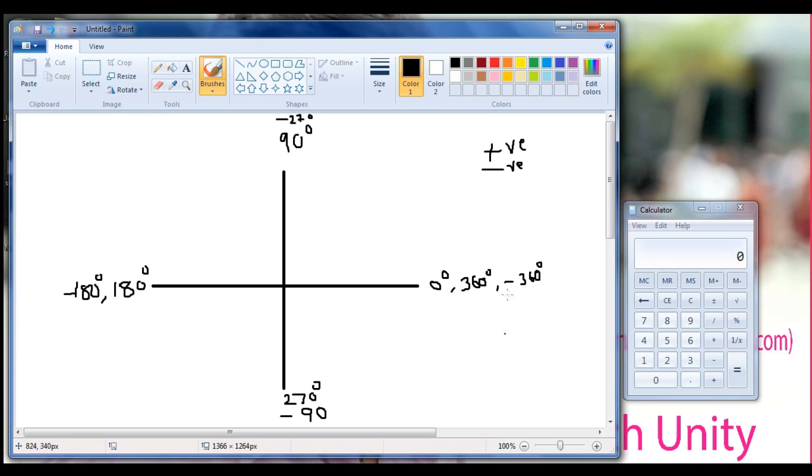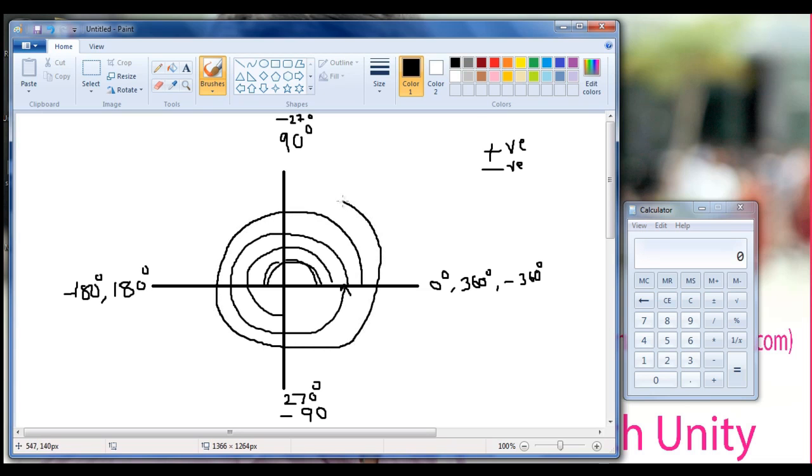Now let us take an example. Angles from here to here it is 90 degree. From here to here 180 degree, right? From here to here 270 degree. From here to here we are going to have 360 degree, right? One complete circle.